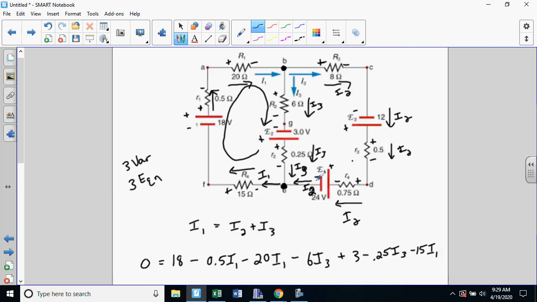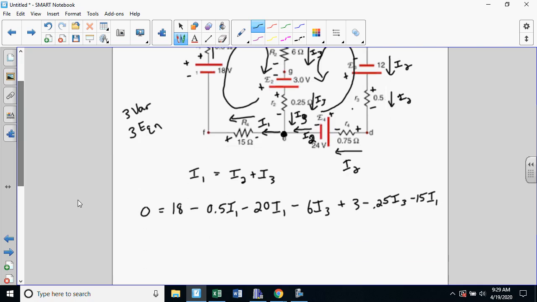So what I'm going to do is use this 24 volt as the strongest. It's the strongest battery. So I'm going to start at the 24 volt and go counterclockwise. That just makes the most sense to me because I've got this number 24, which is the highest voltage. So if I'm going counterclockwise, I start at the 24. That's a raise of 24. And now I am going counterclockwise.